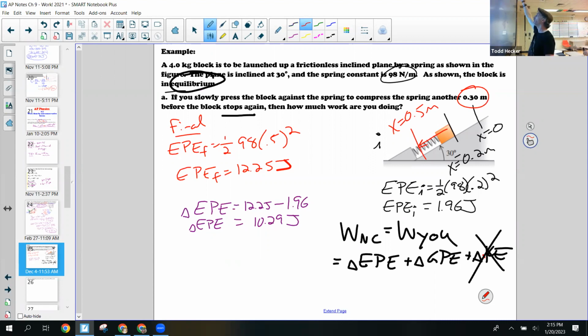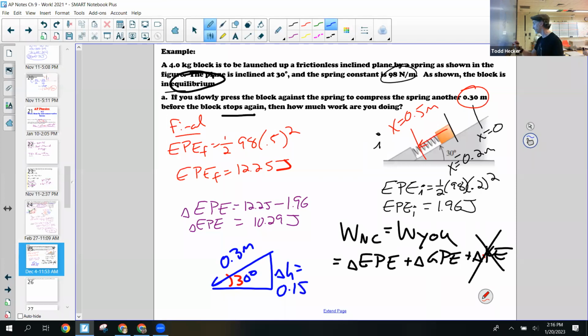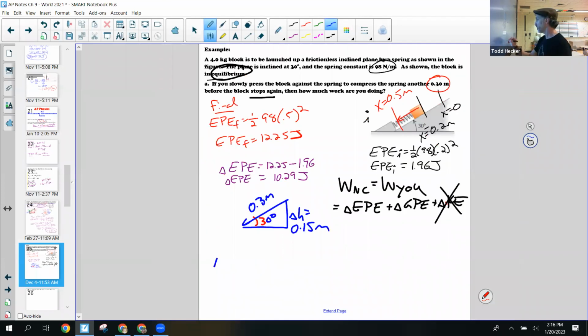Let's do that in blue. So the idea is while we're compressing the spring, we compress it 0.3 meters along an incline of 30 degrees. So that means my change in height, if you SOHCAHTOA this, is 0.15 meters. So my change in GPE is mg delta H or delta Y, whatever you prefer.